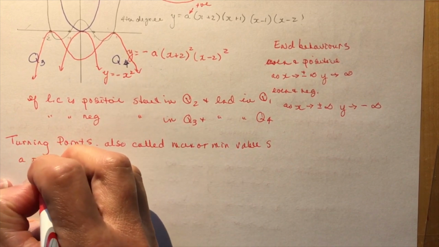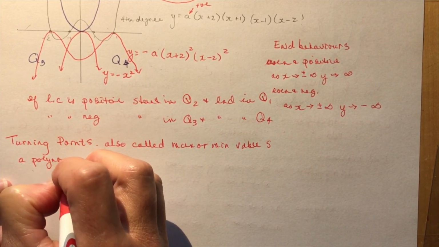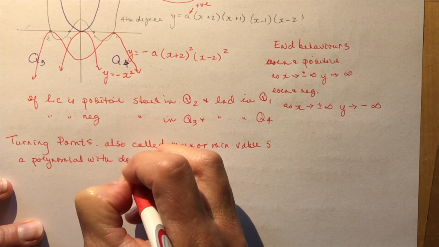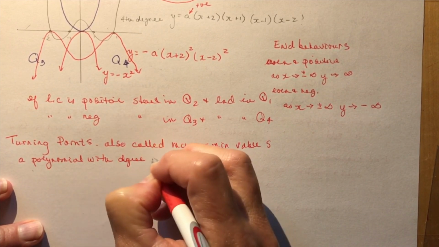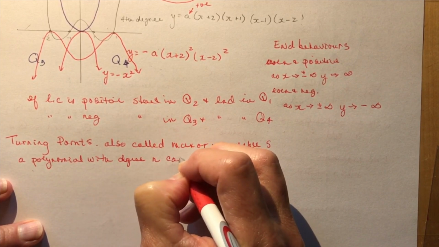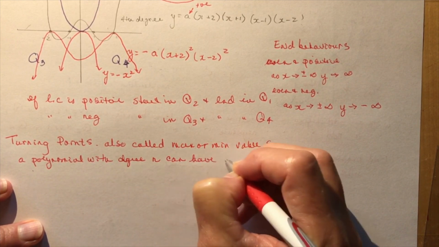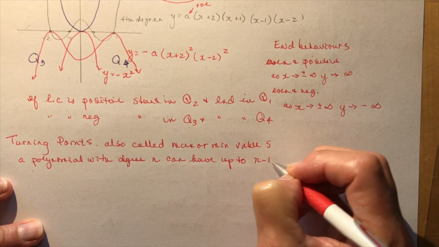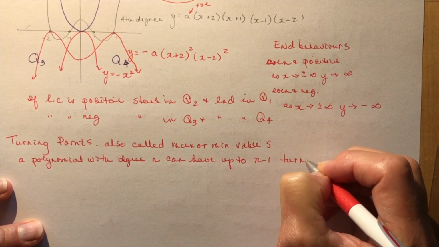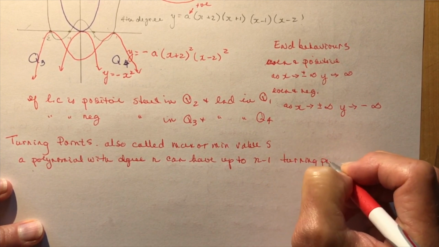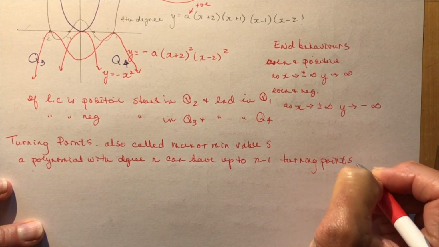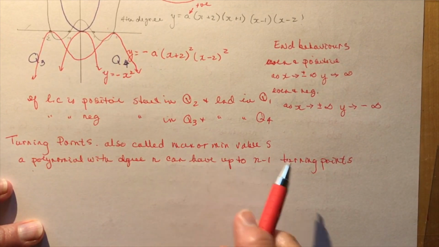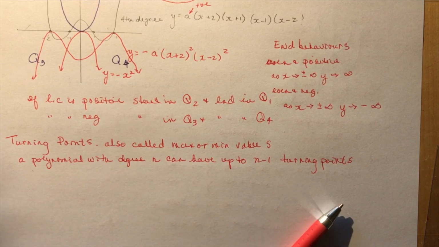So we would say a polynomial with degree of n can have up to n minus 1 turning points. Okay, so you should be able to think, how do I make it? This is a 4th degree. It had 3 turning points, or you could have 2 turning points.